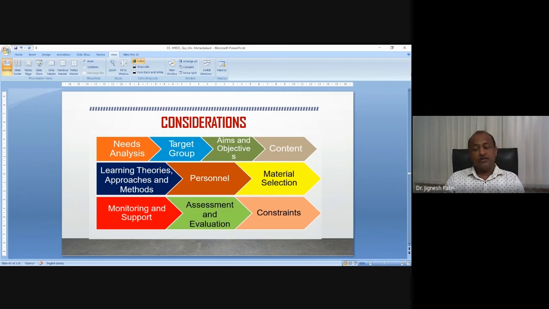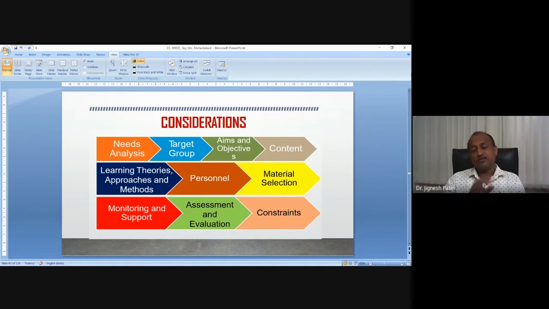So content, then learning theories, approaches and methods. Three different things are there. Theories are there, approaches are there, and different methods are there. That should also be focused on while considering the framing of the curriculum. Different approaches are there: structural approach, functional approach. In the same way, different methods we have: lecture method, group discussion method, seminar method, assignment method, field visit method, case study method, and so on. A number of methods are there.